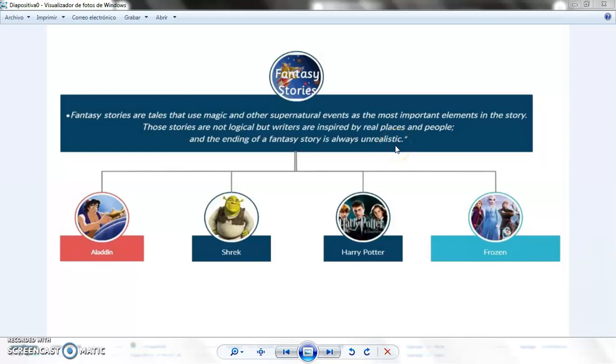Some examples of fantasy stories are: Aladdin, Shrek, Harry Potter, Frozen. I myself haven't seen these movies since the third one, I think. Frozen, I think I saw it once. Shrek, a lot of times. I really love Shrek. And Aladdin, I saw the movie just once. So I'm not really familiar with them. But probably you are. And those are fantasy stories.